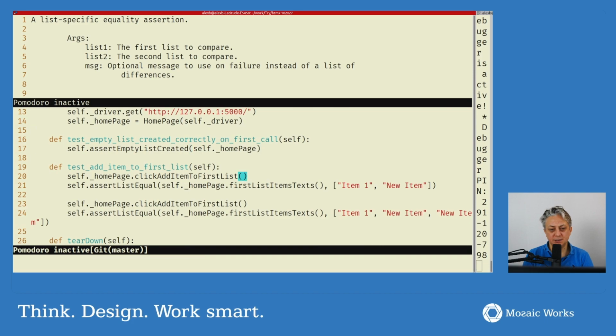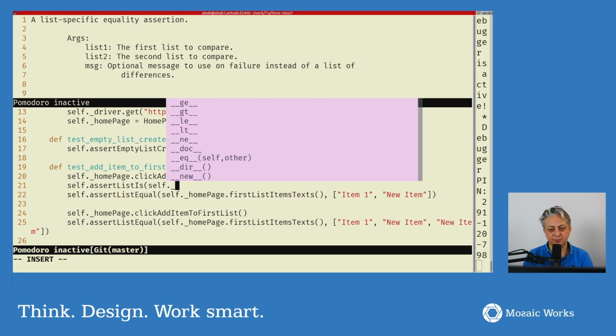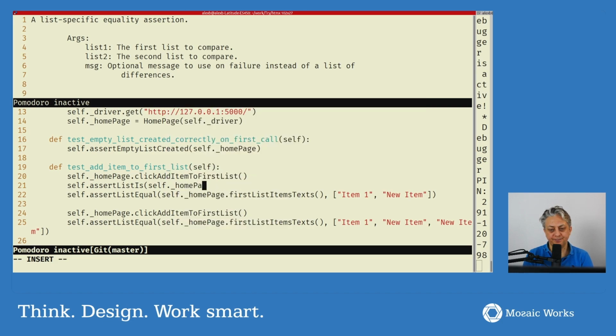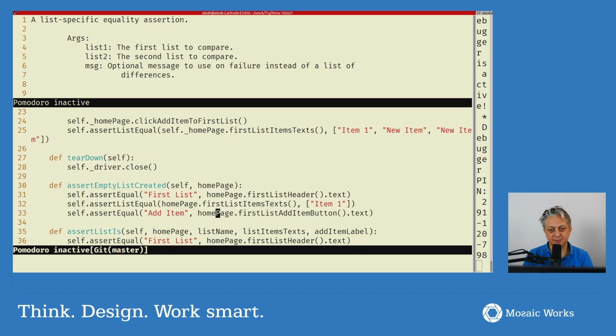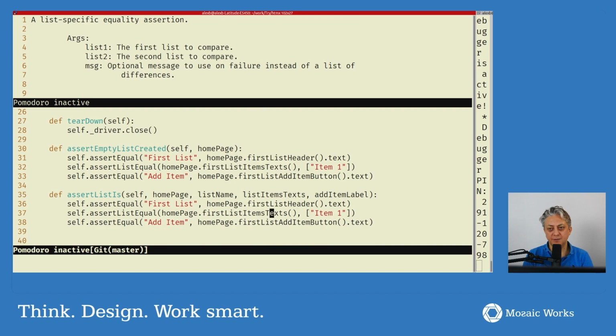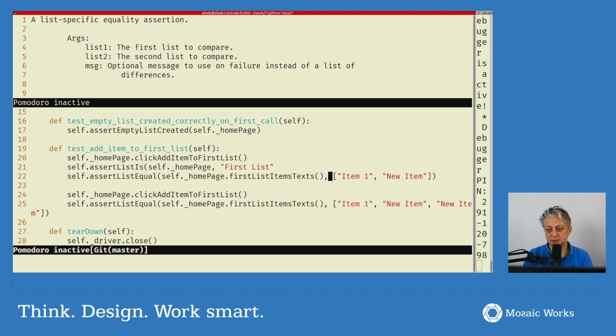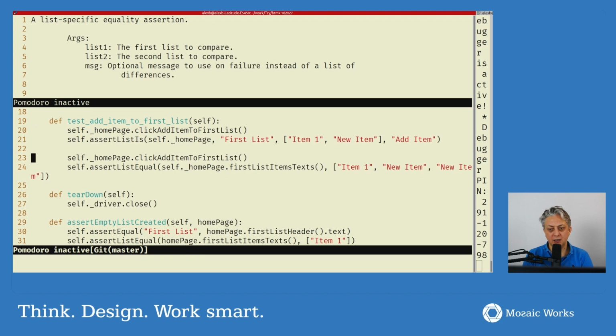And now let's say self.assert list is of self.homepage, homepage, and then we have first list, because this is the name. Then we have the items, which should be this. And then we would have add item, right? And we can replace this with this. And we can try to call it.